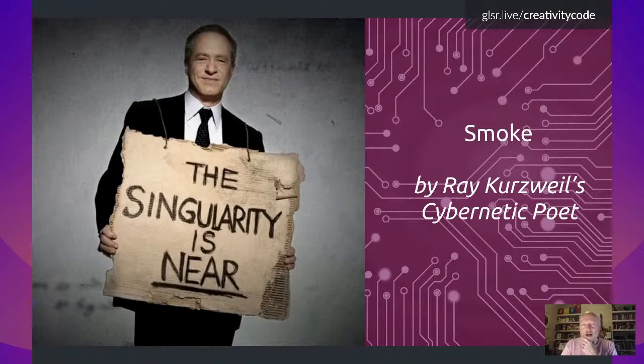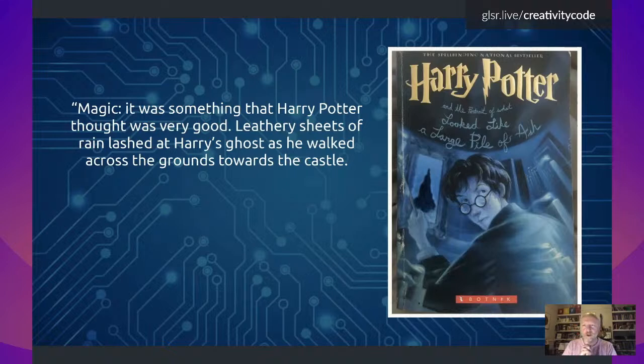The algorithm worked away, and it did pretty well, actually. Here's the opening of the eighth volume of Harry Potter. Actually, the title it came up with is inspired. Harry Potter and the Portrait of What Looked Like a Large Pile of Ash. What a great title for a book. Anyway, it starts pretty well. "Magic. It was something that Harry Potter thought was very good." Well, it's already identified that magic is a major theme in these books.